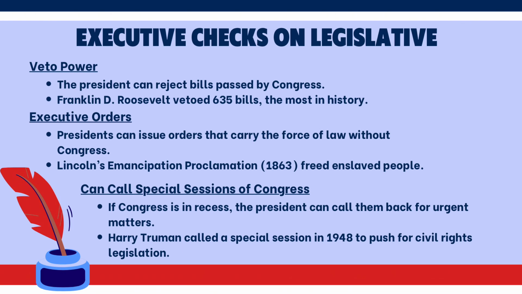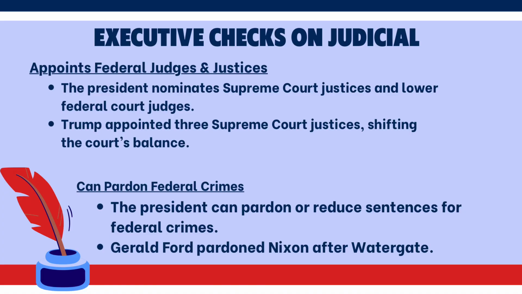And the last is calling special sessions. The president can call Congress into emergency meetings. In our history, we saw this take place in 1948 when Truman called a special session to push civil rights legislation. Now, what about executive checks on the judiciary? The first is by appointing judges. Presidents nominate Supreme Court justices. For example, Trump's 3 Supreme Court appointments shifted the court's balance.